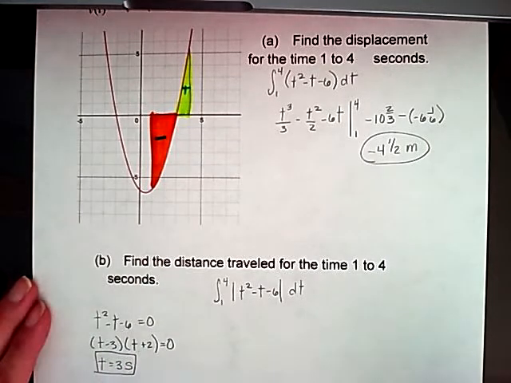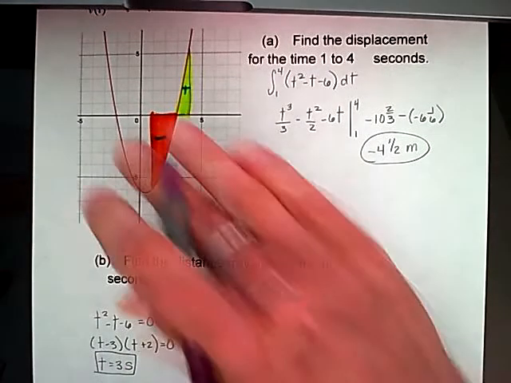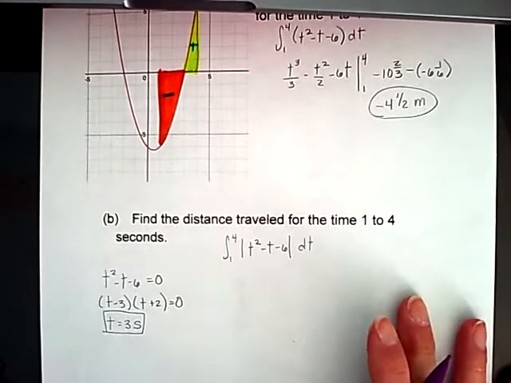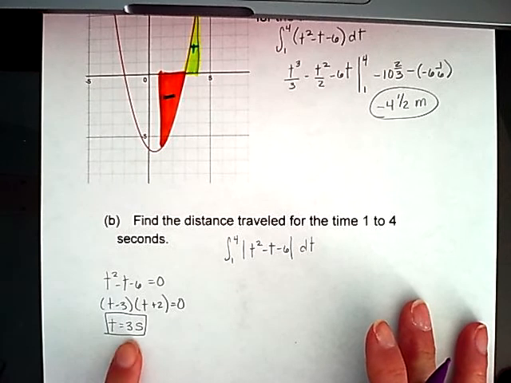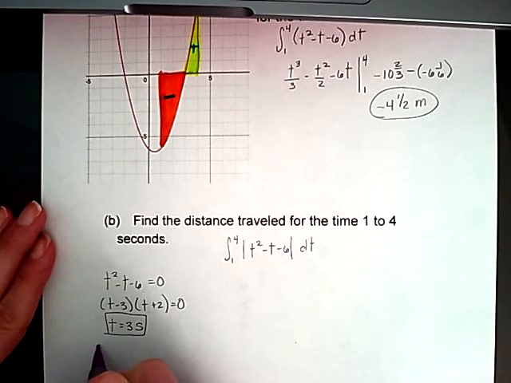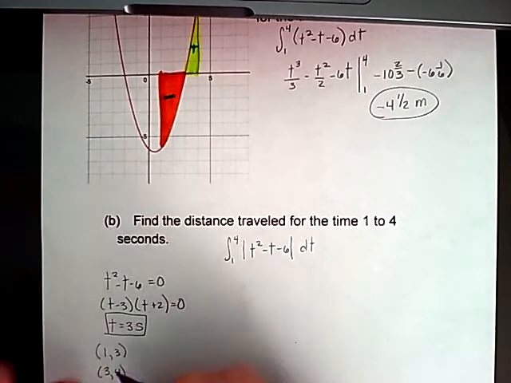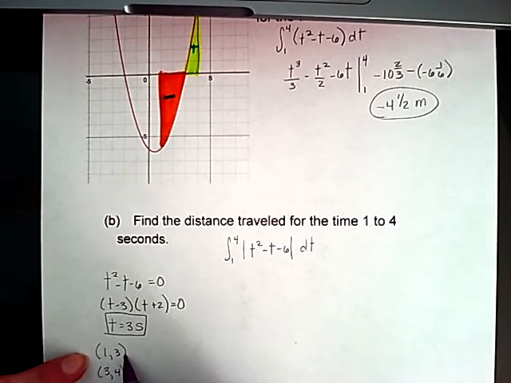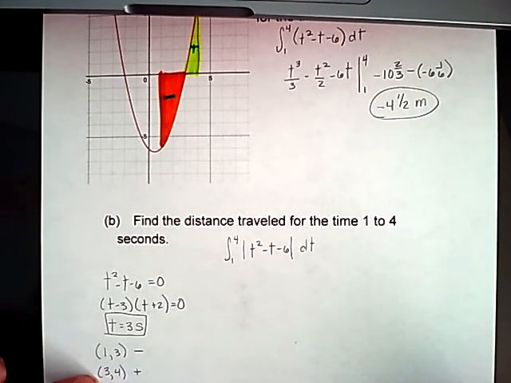Just like I did before, if I don't have that graph available to me, I need to see what is my positive piece and what is my negative piece. I know 3 seconds is where it hits 0. So I'm going to test from 1 to 3, and then from 3 to 4, plugging a value into that function and seeing what gives me a negative value and what gives me a positive value. When I do this, I find that the negative piece shows up from 1 to 3, and the positive piece shows up from 3 to 4.